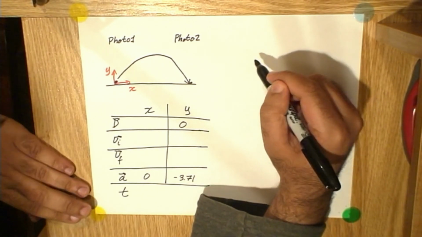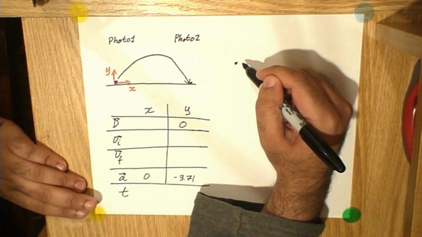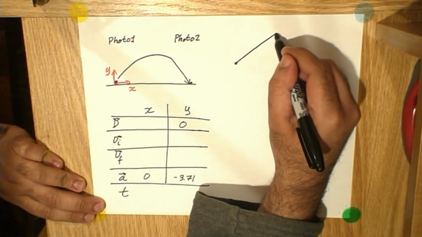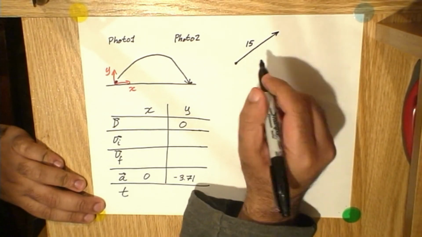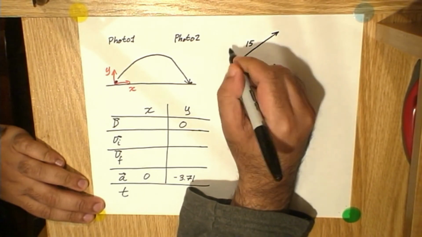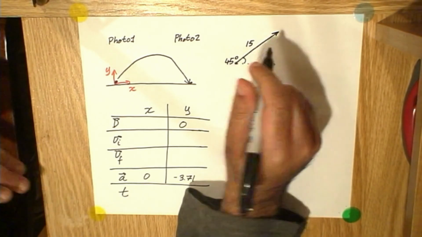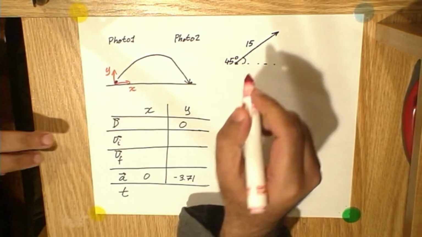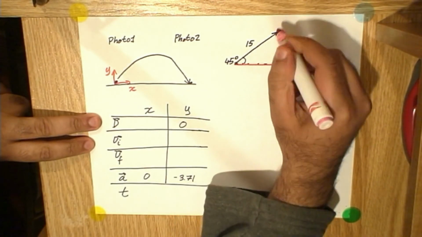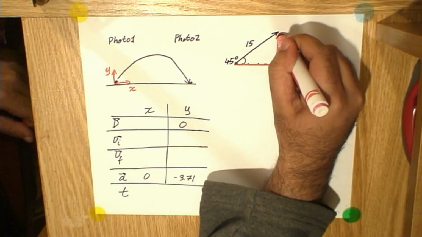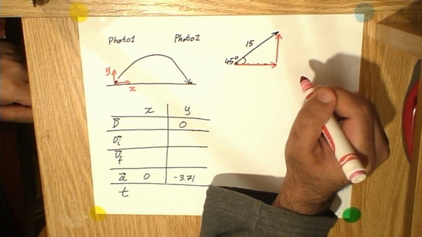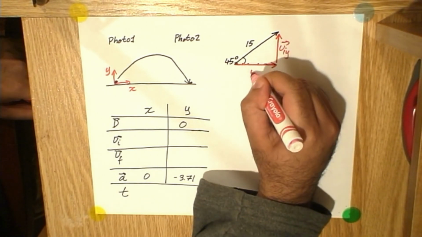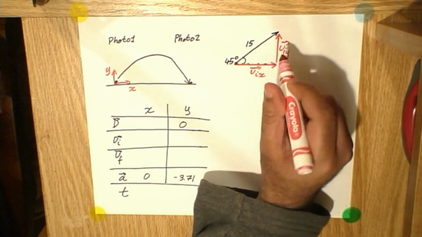And the other thing that we were told was that it was launched at a speed of 15 meters per second at an angle of 45 degrees. So, let's work this out. We need to break this vector, which is in polar, into its rectangular form. This would be v initial in y, and this would be v initial in x.